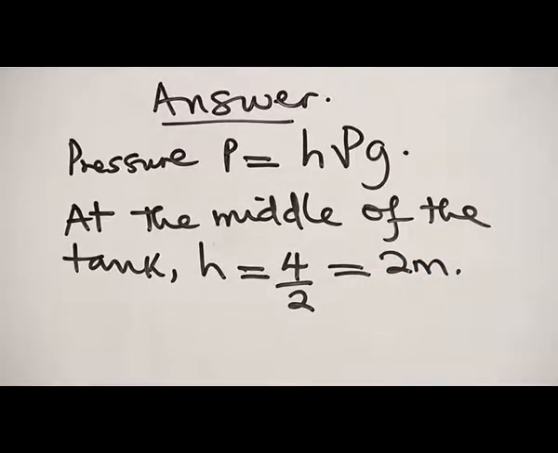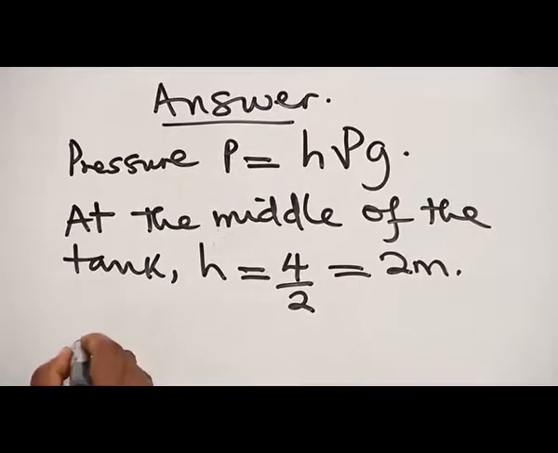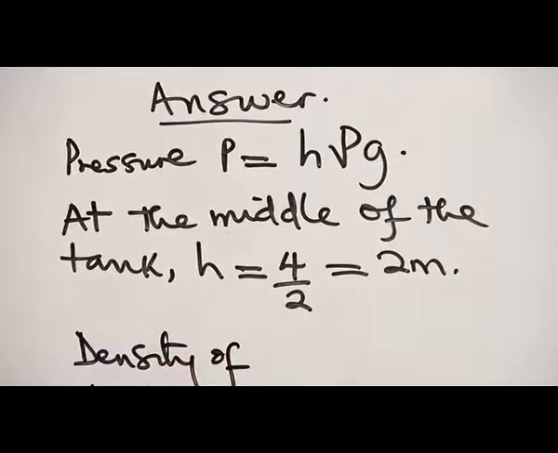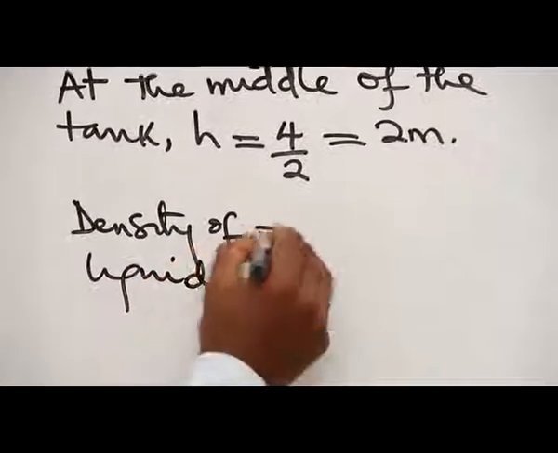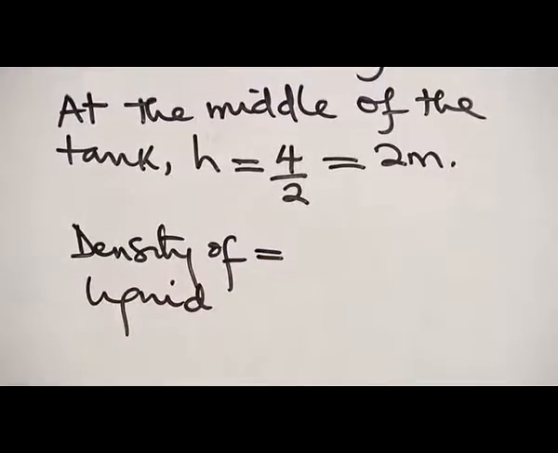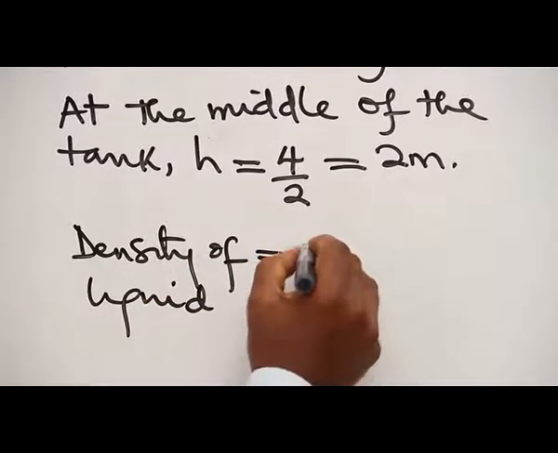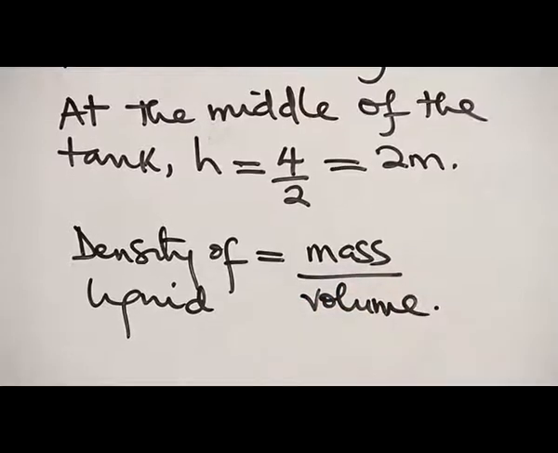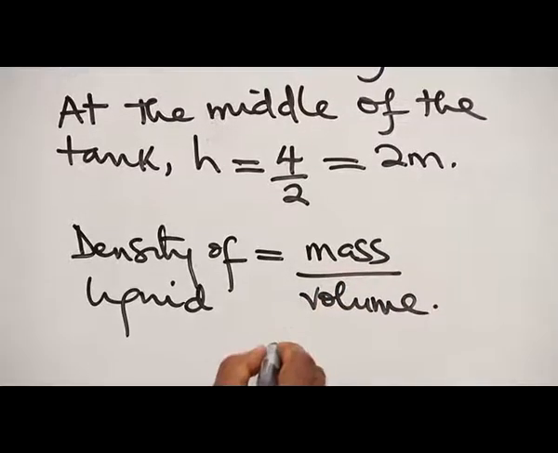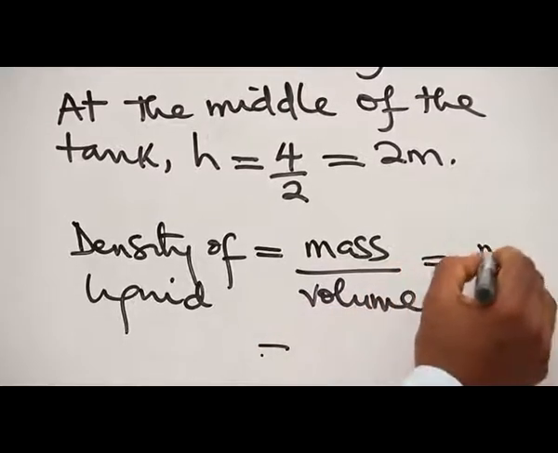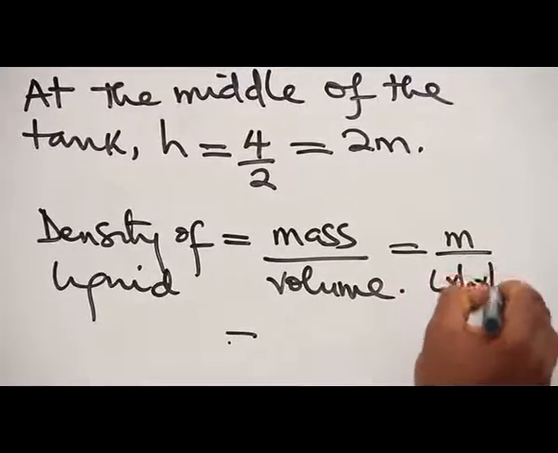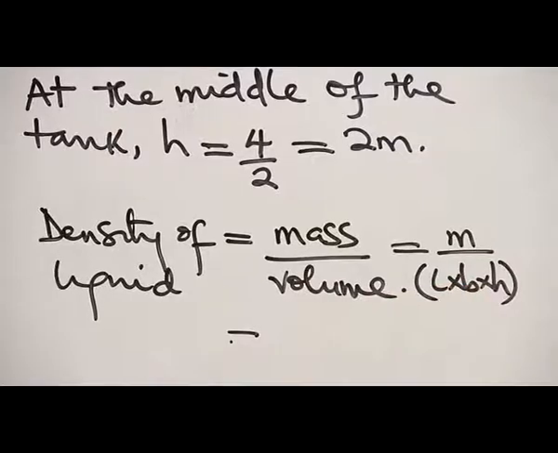Now let's consider the density of the liquid. The density of the liquid will give us the mass divided by the volume of the liquid. We are told that the liquid has a mass of m, then the volume is the length times the breadth times the height. The breadth is the same thing as the width.